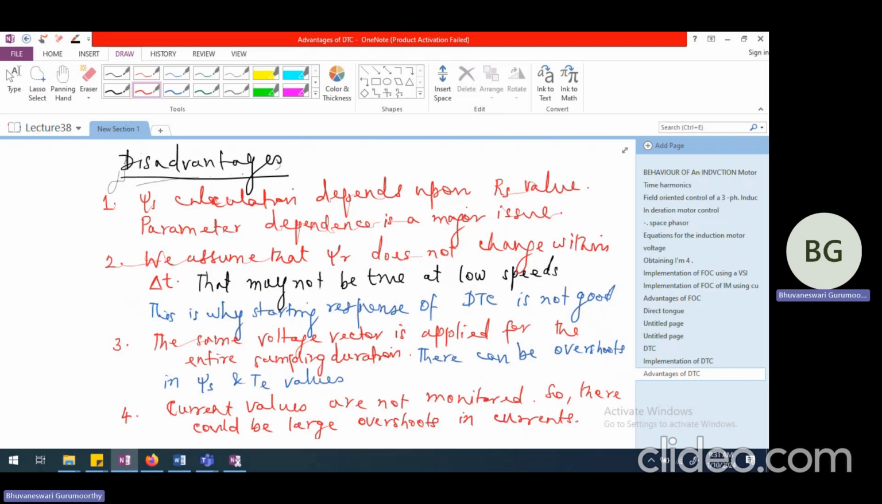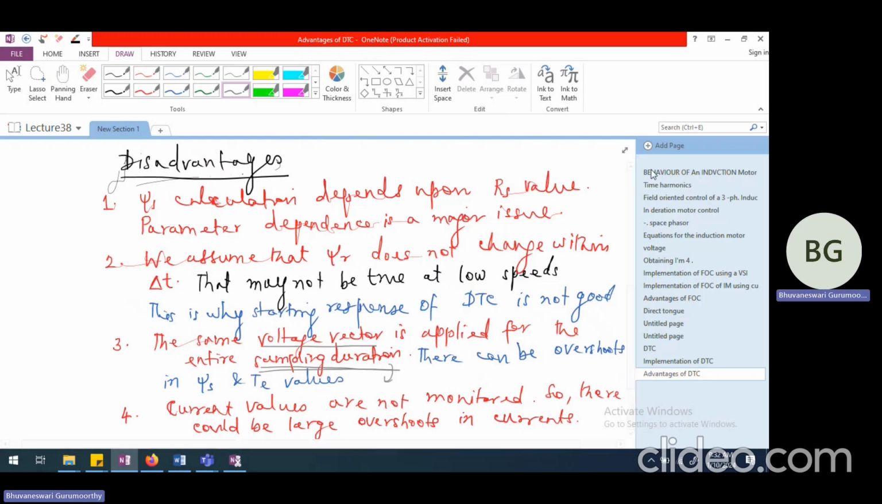But we said that generally we apply the same voltage vector for the entire sampling duration. Rather than that, can we apply a voltage vector only for part of the sampling duration? So can we employ something like a duty ratio in that sampling duration itself? Only for 50% of the duration or 60% of the duration we want to apply a voltage. Can we do that? So that is one major research work that is going on even now in direct torque control.